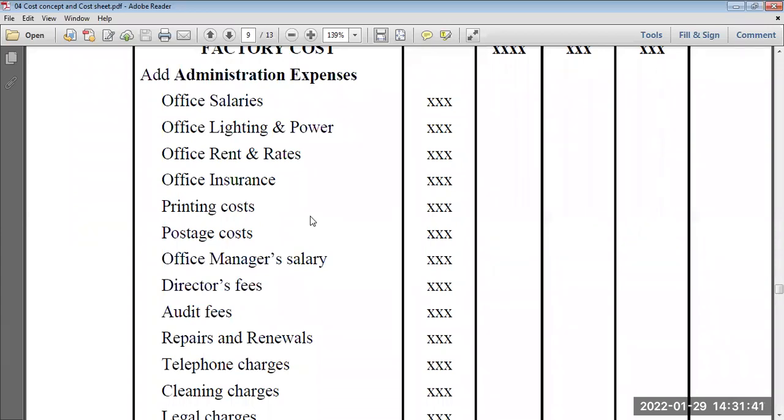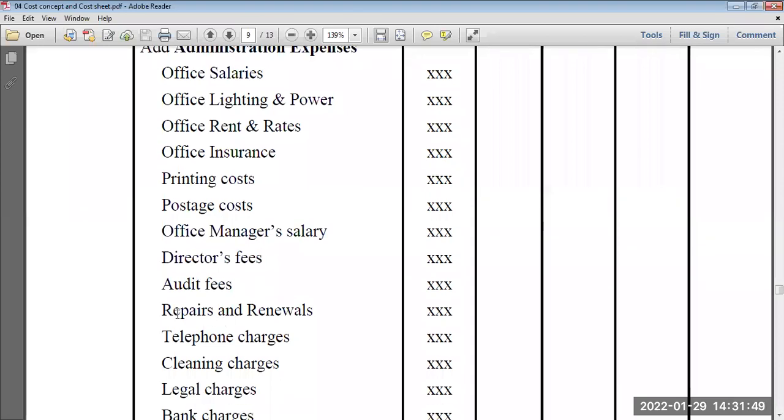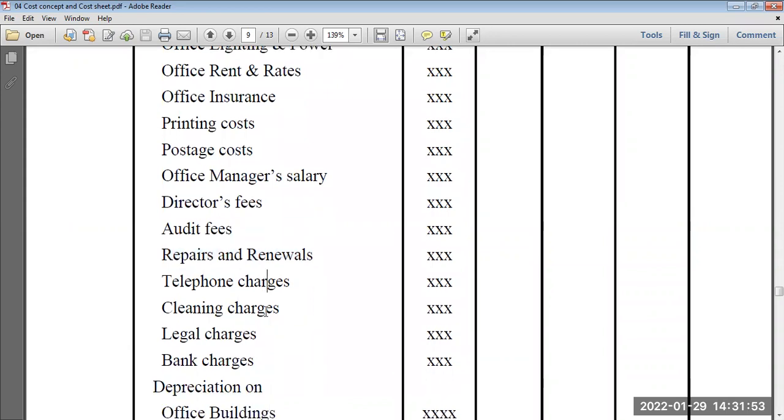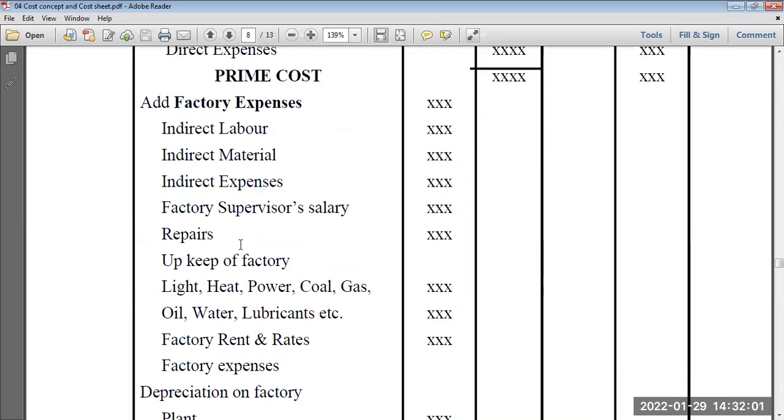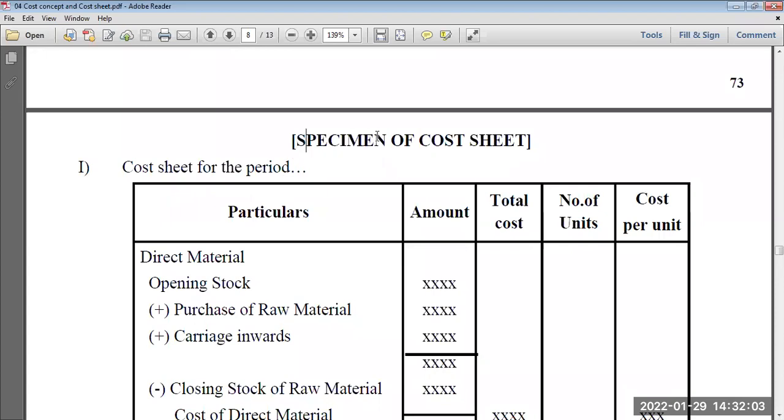Suppose your company is in its own office. Then office rent won't be there. Suppose you don't have any repairs in that particular year. Repairs and renewals won't be there. Whatever is given in this particular pattern is the maximum, all the possibilities that could be given in the exam. This is a specimen, right? Okay. Thank you, Professor.